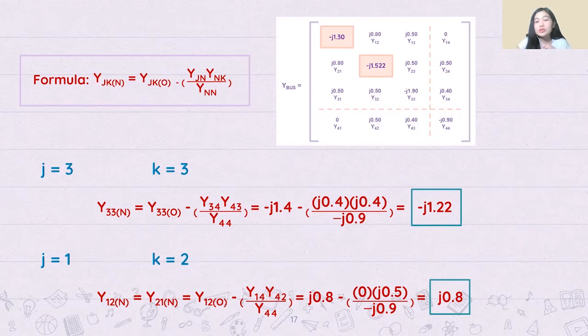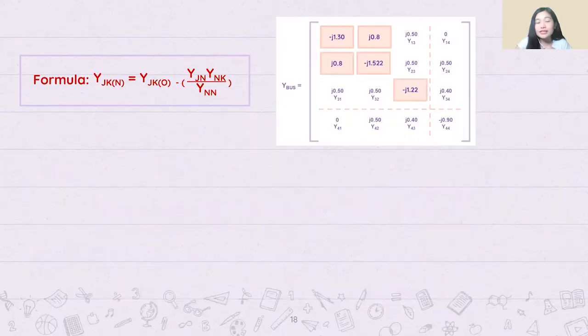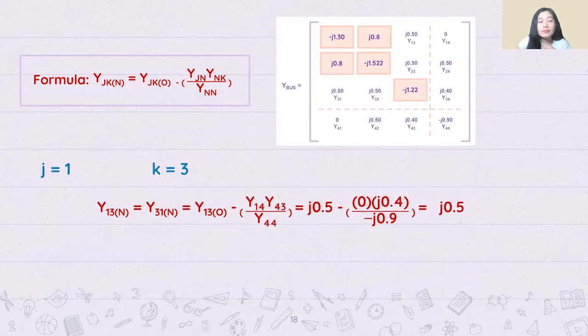Now, substitute natin itong nakuha natin bagong value sa ating matrix. So, yan, negative j 1.22 sa ating new value ng y sub 33. And of course, j 0.8 for the values of y sub 1,2 and y sub 2,1. And we are now down to two values to be solved. So, j is equivalent to 1 and k is equivalent to 3. So, by means of looking for our y sub 1,3 or y sub 3,1, we have to use either y sub 1,3 old or y sub 3,1 old. Okay, just refer to our matrix.